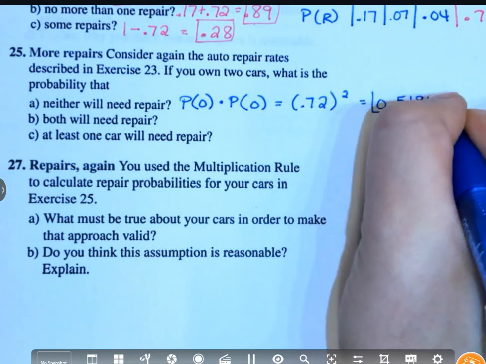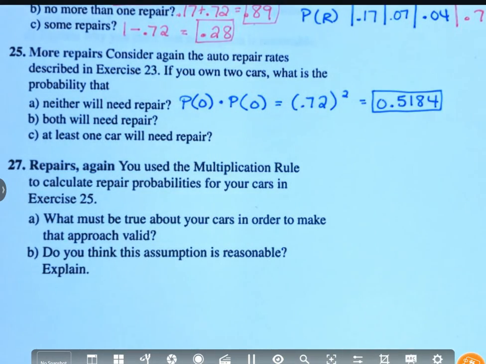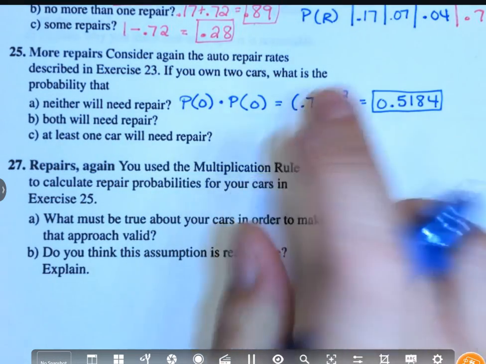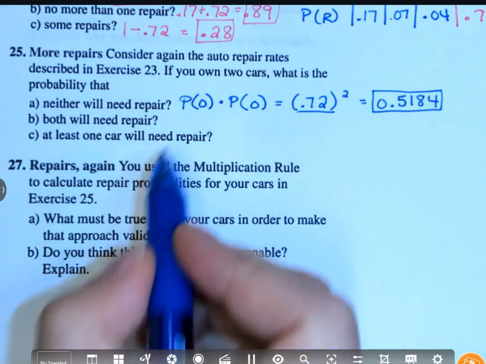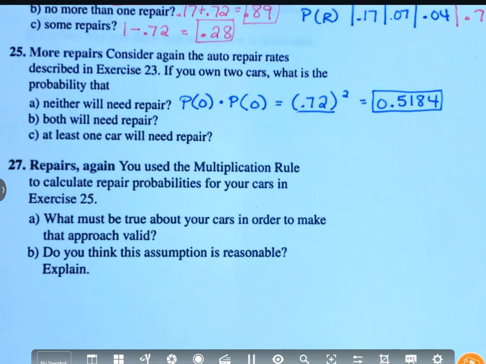Good. Okay, there's the answer for that. I would have been happy with these numbers here, and then that. This sometimes helps you set up the idea.